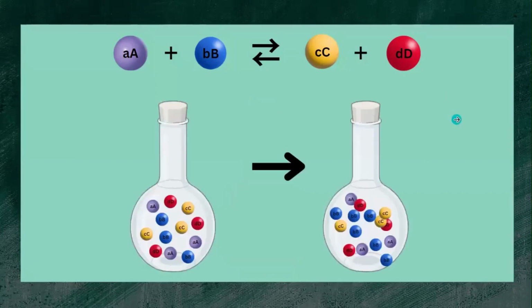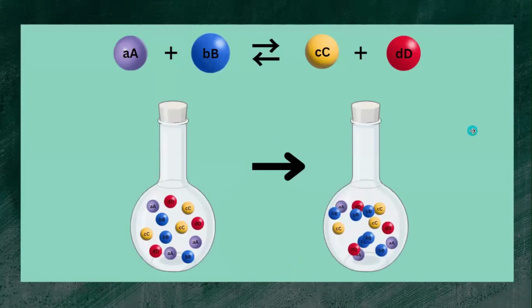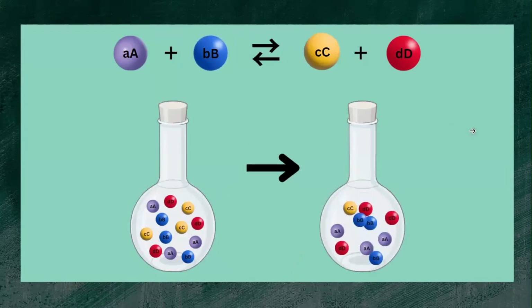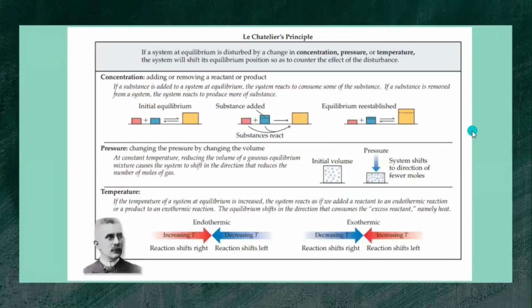For example, the equilibrium could be disturbed by either adding more of molecule B, or you could try to remove some of molecule C. According to Le Chatelier's principle, if a system at equilibrium is disturbed by a change in concentration, pressure, or temperature, the system will shift its equilibrium position so as to counter the effect of the disturbance.